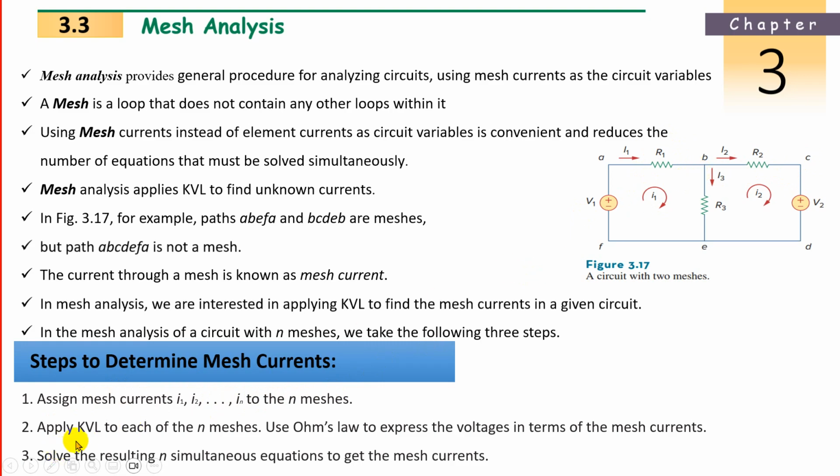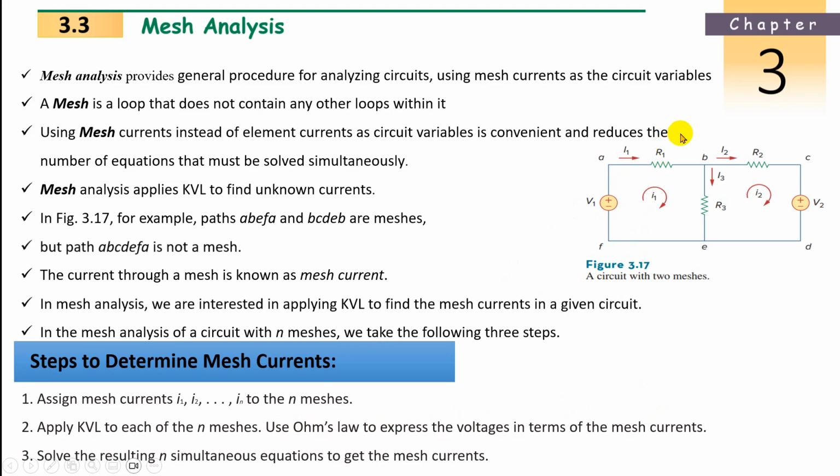Now apply KVL to each of the n meshes, using Ohm's law to express the voltages in terms of the mesh currents. Now we write I1, right? You have to use Ohm's law. Here, voltage V1 as it is. Now here, Ohm's law gives I1 R1.